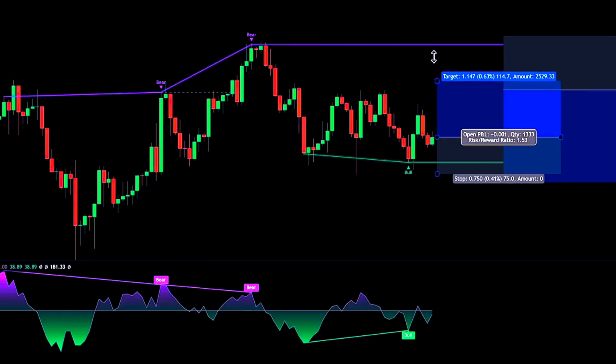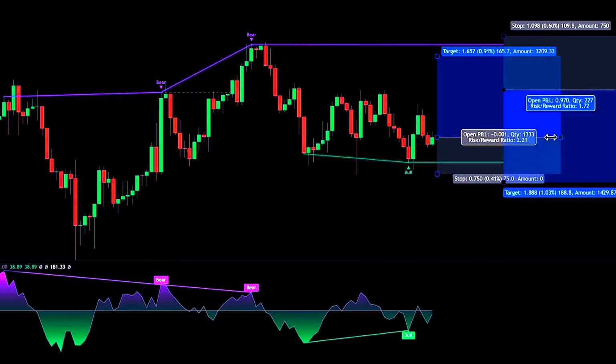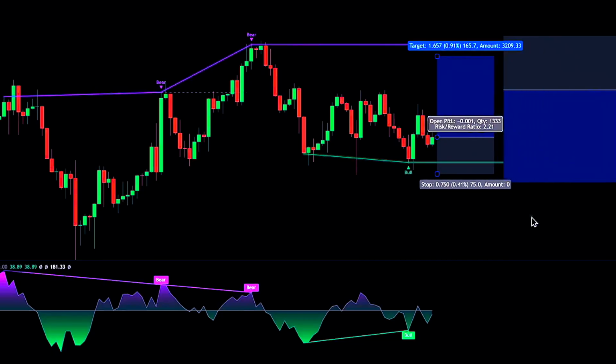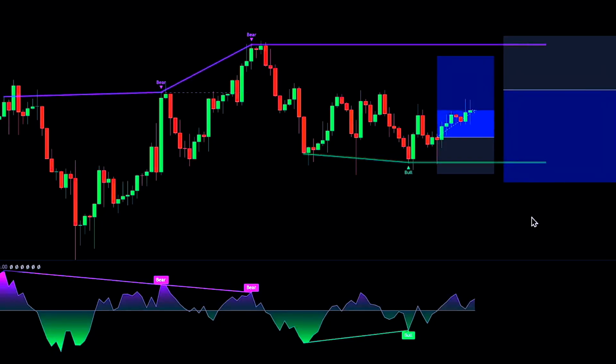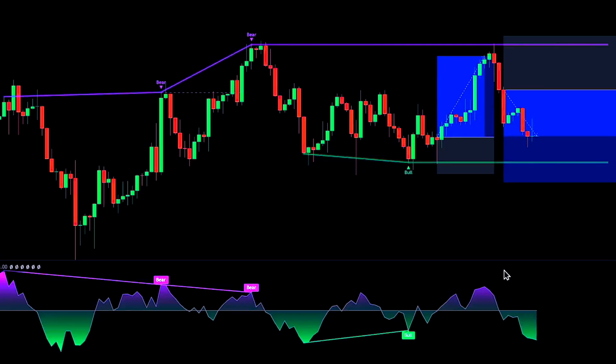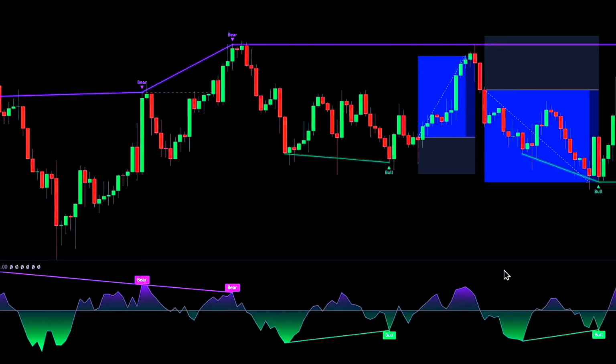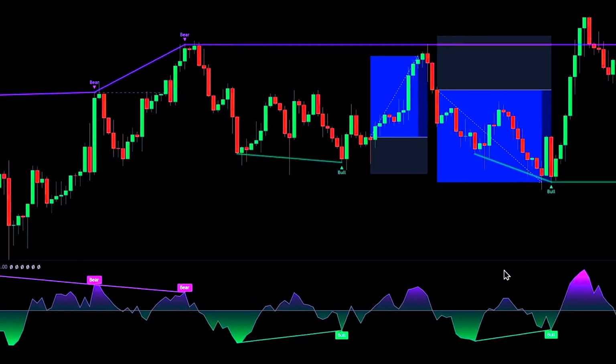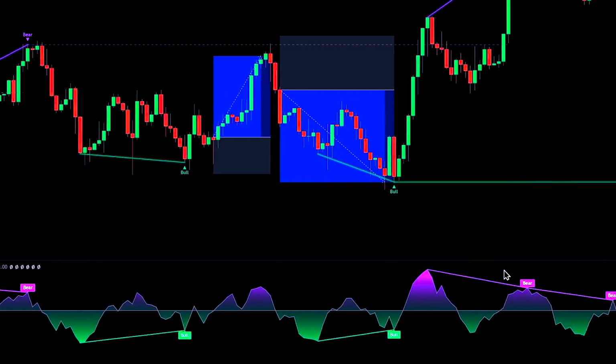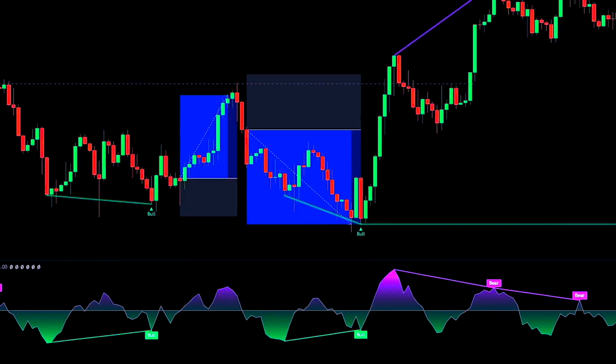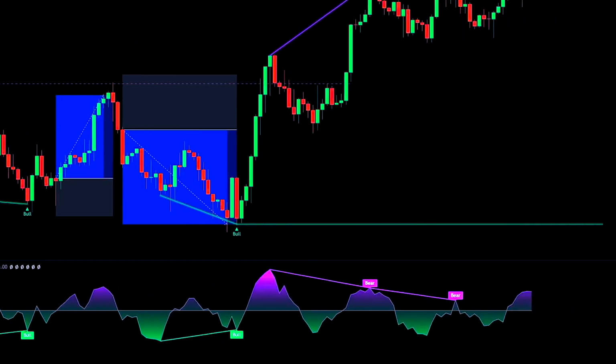And these zones aren't static, they're dynamic. They'll keep extending to the right across your chart as long as the price respects them. If price breaks one strongly, that zone disappears and often switches to a dashed line, letting you know the level is no longer valid. This feature helps filter out weaker signals and keeps your focus on zones the market is actively responding to.